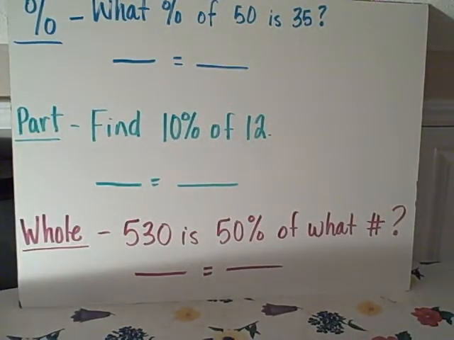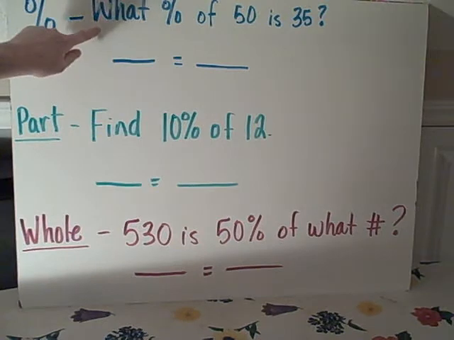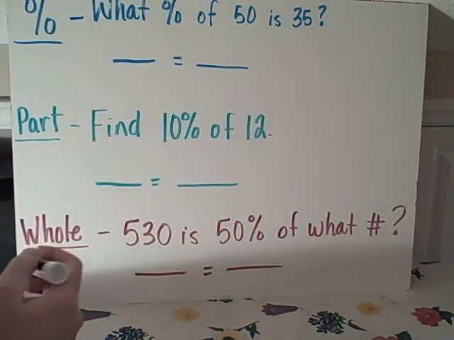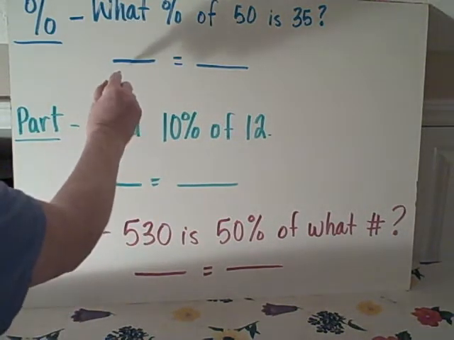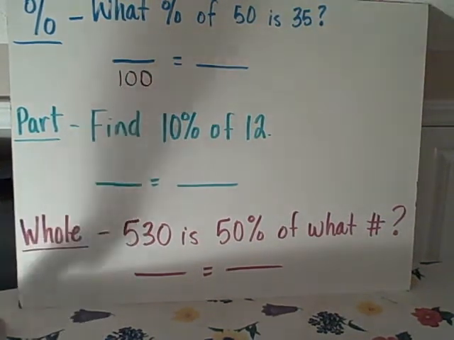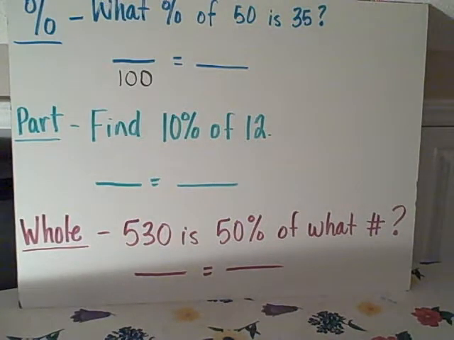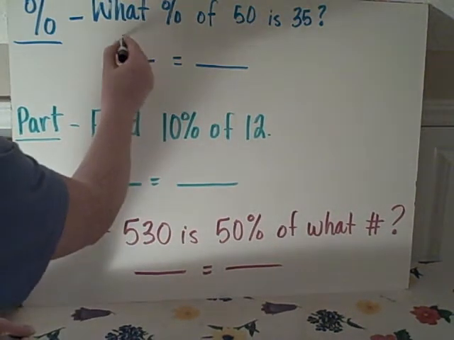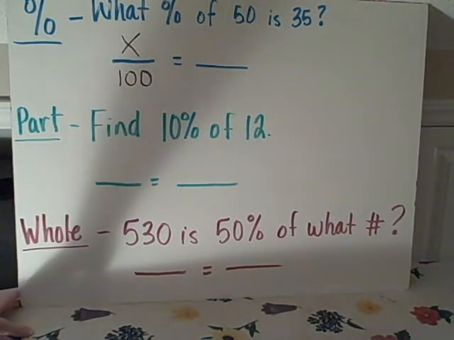All right, here are our three different ways we're going to use our percent proportion. The first one, we're going to use it to find the missing percent. So the question says, what percent of 50 is 35? Let's figure out what we know and what we don't know. We are looking for the percent because it says what percent. So on the left side of my proportion, I'm going to fill in the 100 because I know that is what a percent is out of. And then I don't know what that percent is going to be, so I'm going to let that be my variable x.